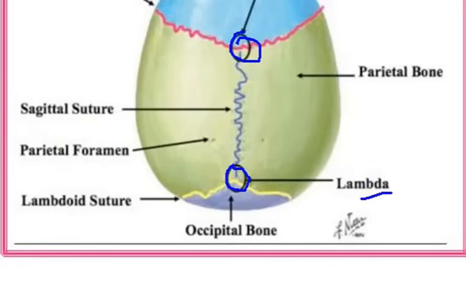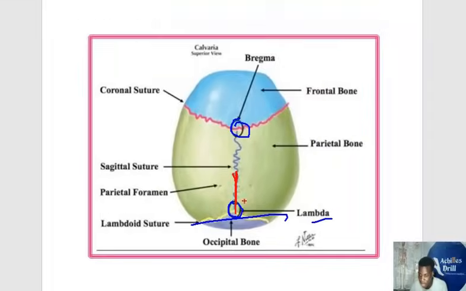The lambda is basically the meeting point of the lambdoid suture with the sagittal suture in the midline. The sagittal suture is running here in the midline, and the lambdoid suture is crossing horizontally. That craniometric point right there is called the lambda. These are important points for steeplechase questions. They're quite simple and very easy to recognize, and once you know these basic structures on the calvaria of the skull, you're good to go: the coronal suture, sagittal suture, lambdoid suture, and then the lambda itself, that craniometric point.